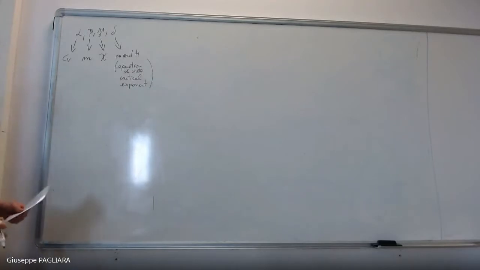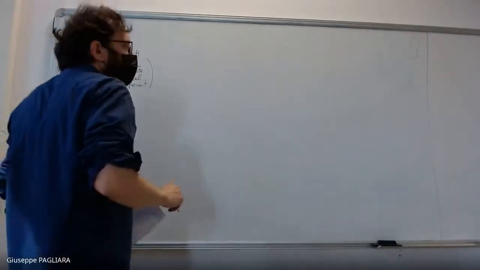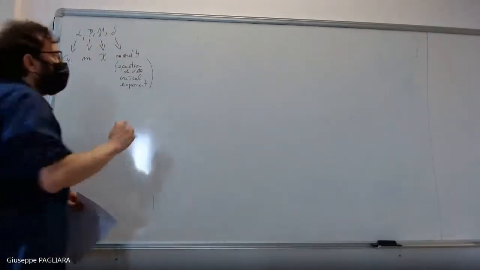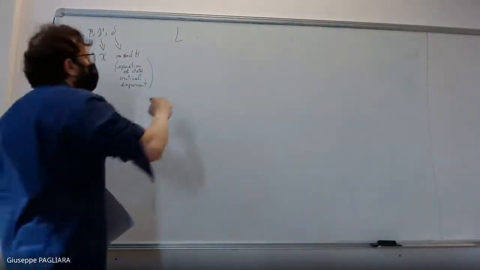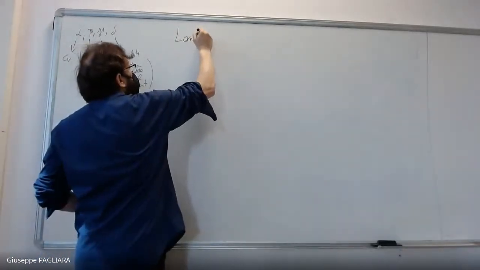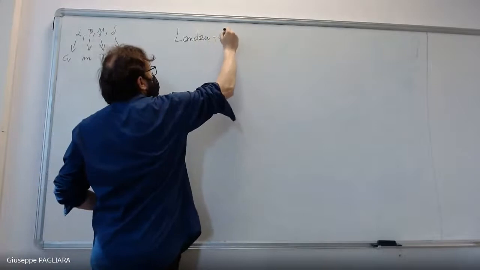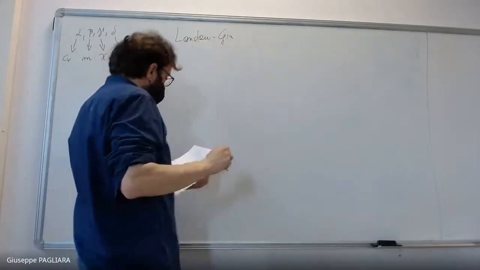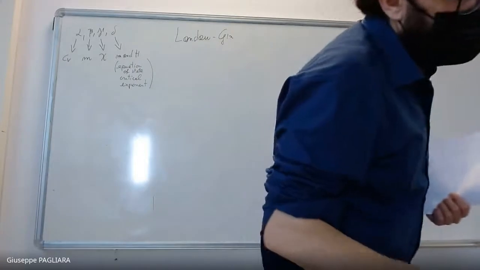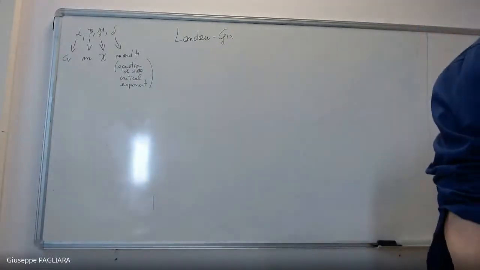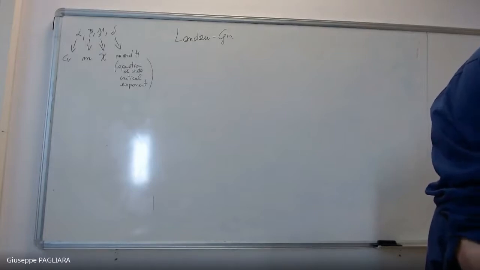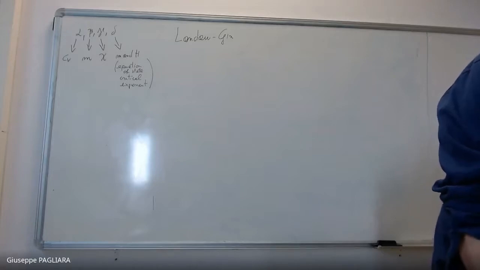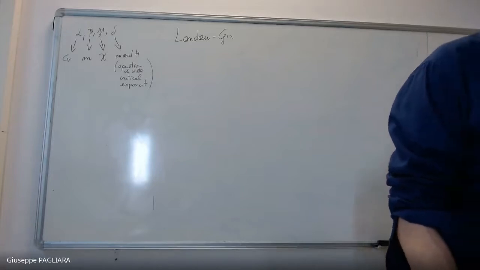Now there are 2 other critical exponents that we will not derive, but they are basically connected with this quantity. There is a framework, which is called the Landau-Ginzburg theory, that this year we are not going to explain. Let me see how I write Ginzburg, because I'm not sure.